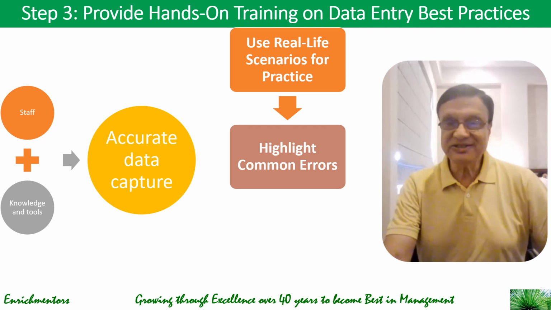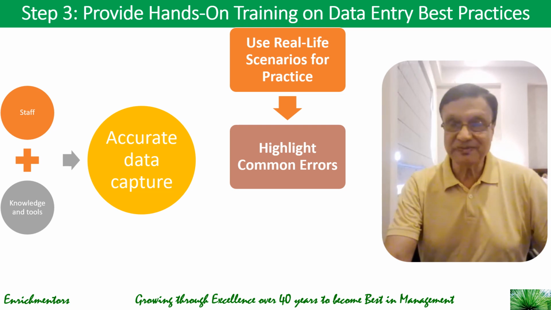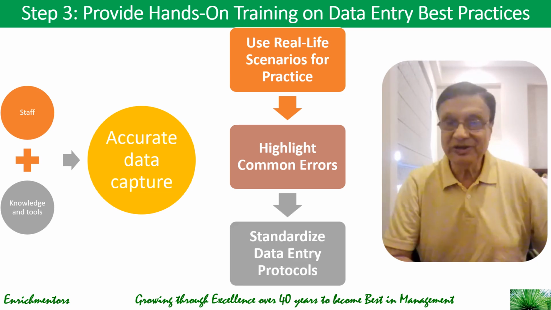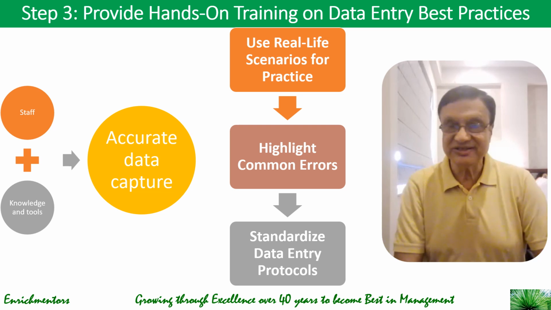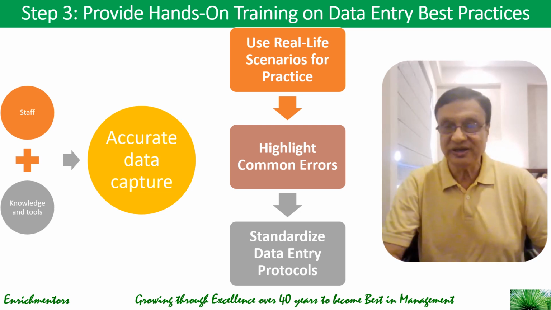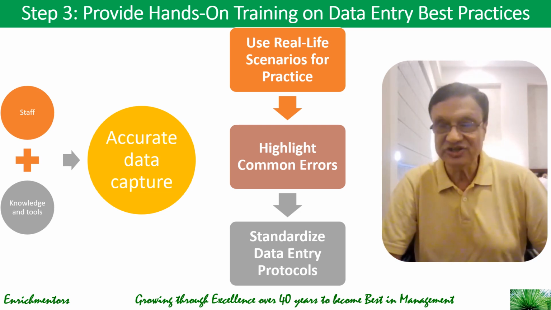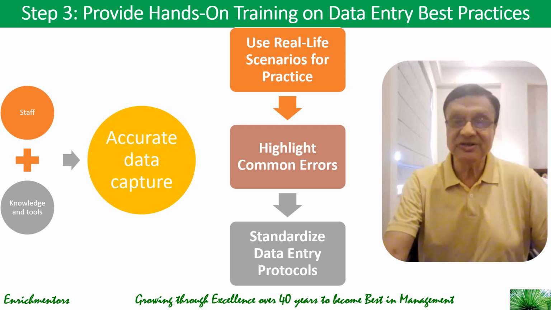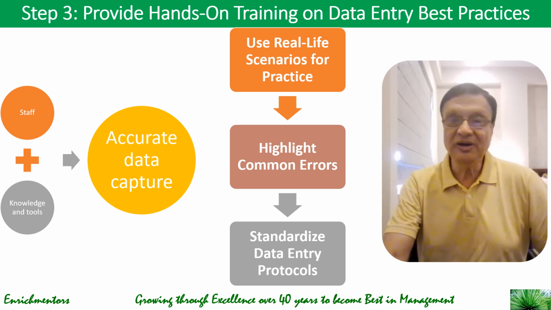Second would be to train staff on common mistakes like misspellings, insurance code errors, and also train them on how to avoid that happening. Third would be to establish protocols for data entry, such as double checking names and policy numbers, using correct abbreviations, and validating the fields. So that's how you can provide the hands-on training on data entry best practices.